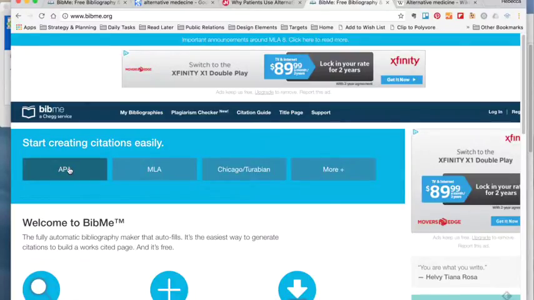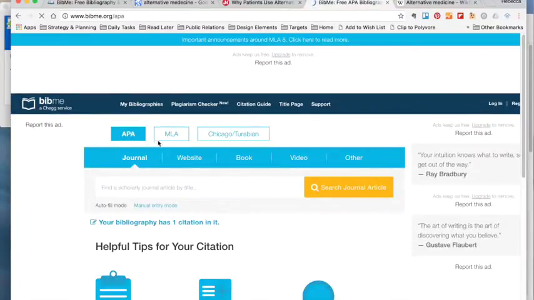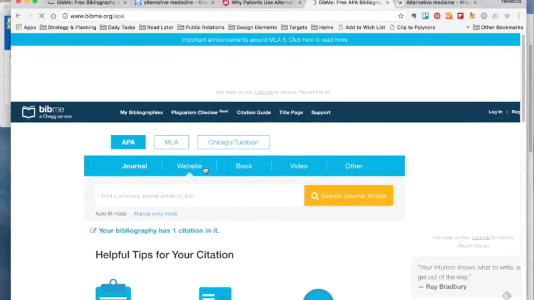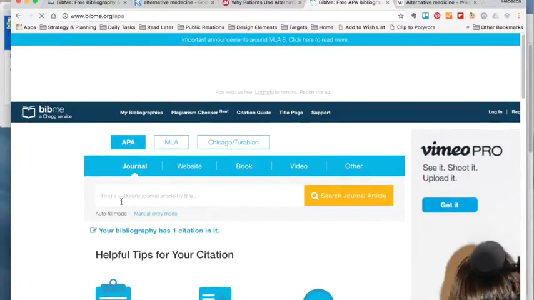For most research papers, you're going to use APA, and that's the standard that you use. MLA is more, I believe, literary. And then Chicago, I think Chicago is journalism. I'm not perfectly sure. But anyway, for our purposes, we use APA. So we hit APA. We have journal up here. If it was a website, a book, a video, or something other, we could choose something else.